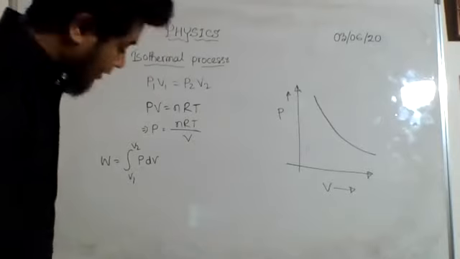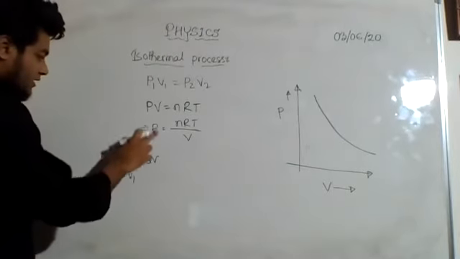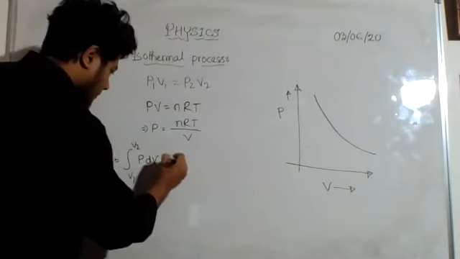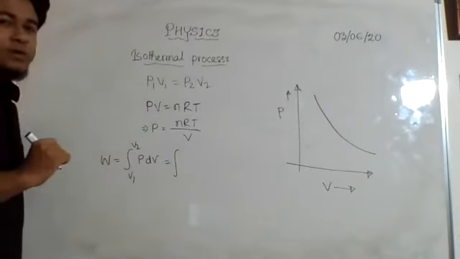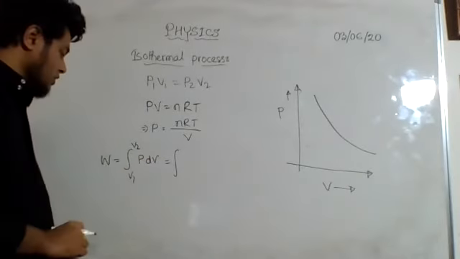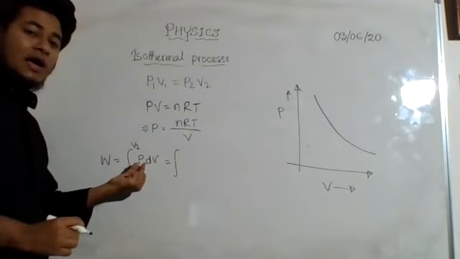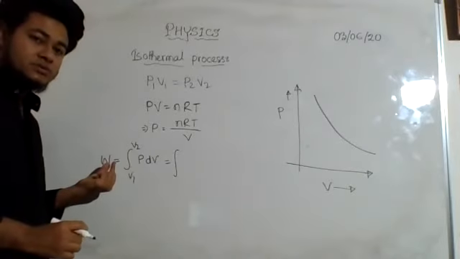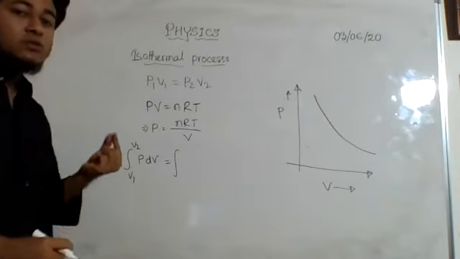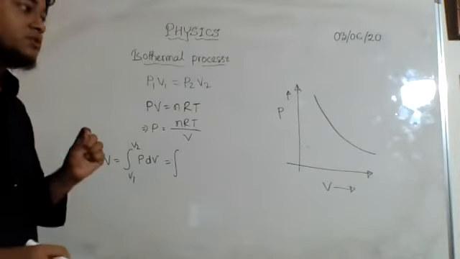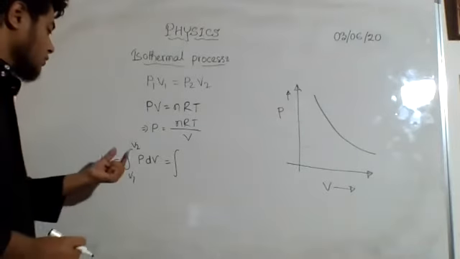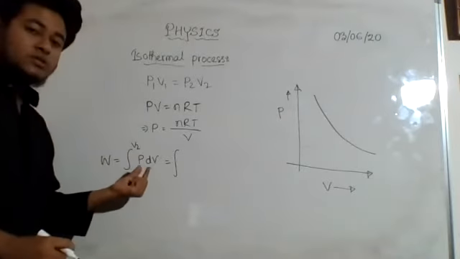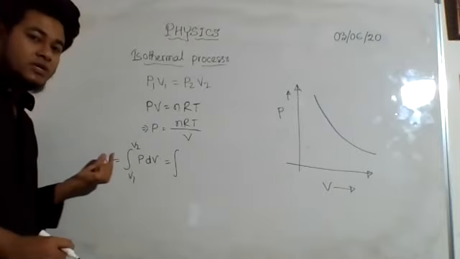Now we will replace the value of P here. If you remember, in case of isobaric process, we got this P out of this integration. Why? Because it was a constant there. Isobaric process means the pressure remains constant throughout the process. So for that process, the pressure was constant. That is why it came out.